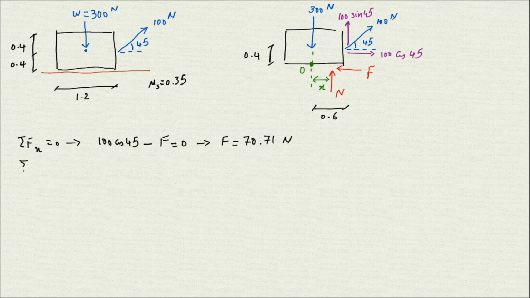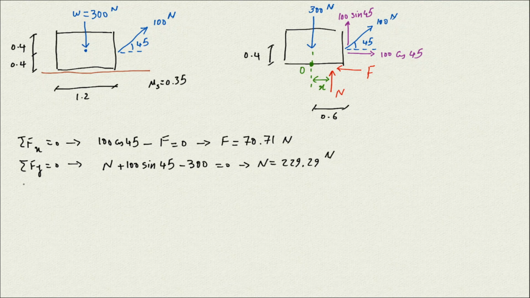If I write the sigma Fy is 0, what I would get is that I have the N is positive, then I have 100 sine 45, which is also positive, and then I have this 300, which is going to be negative, and this would be 0, and therefore the magnitude for the N comes out at 229.29 Newton.